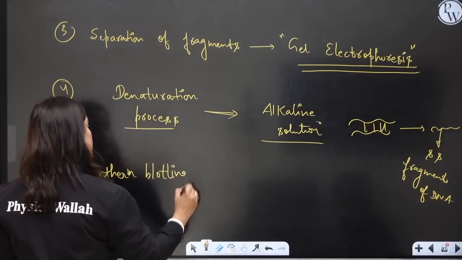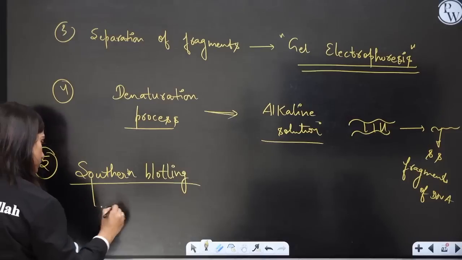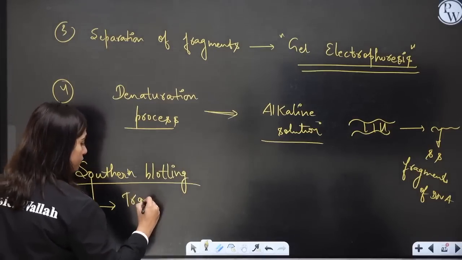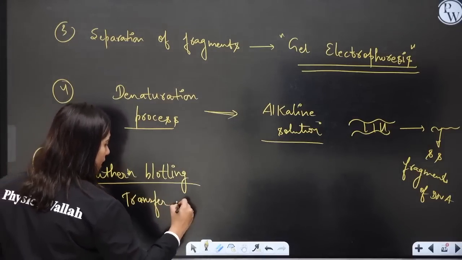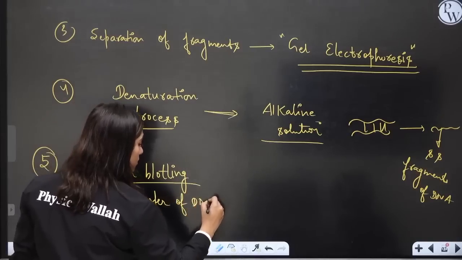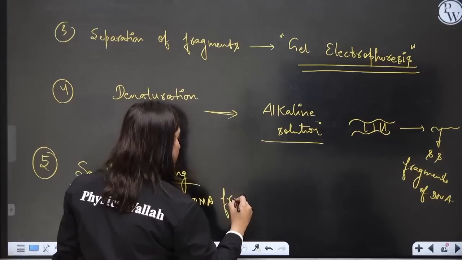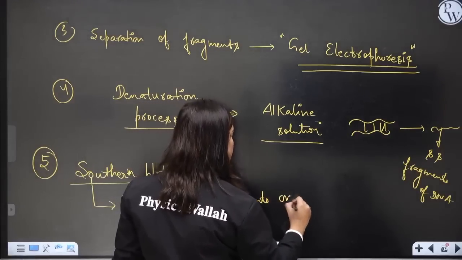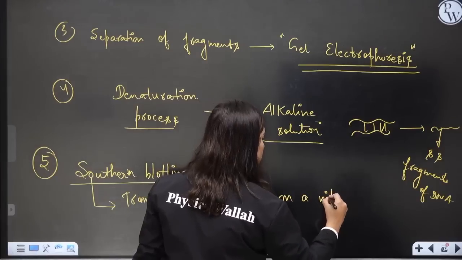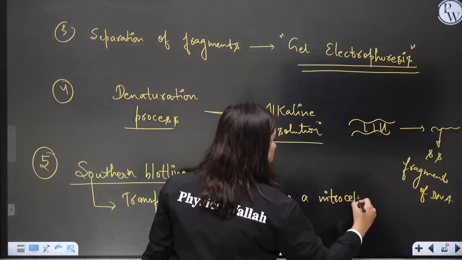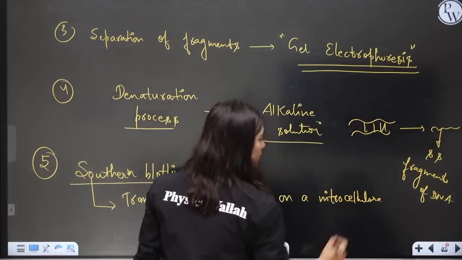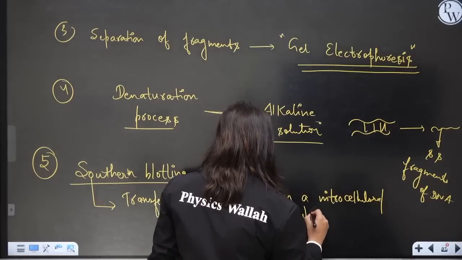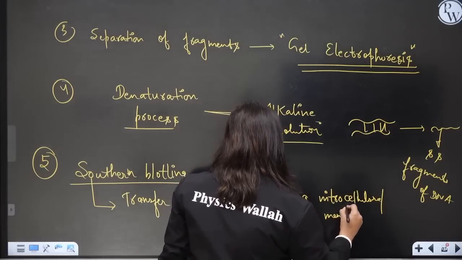What is southern blotting? Southern blotting is transfer of these DNA fragments on a nitrocellulose membrane or nylon membrane for easy handling.